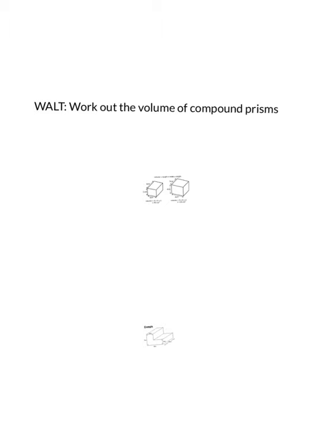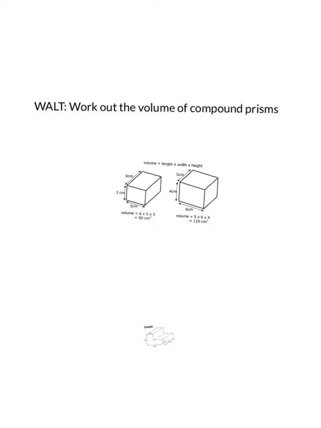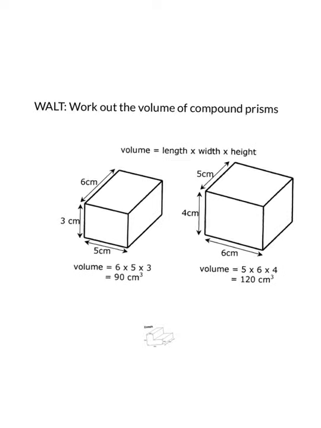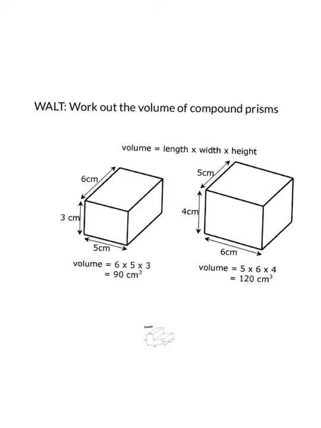And of course, doing that, you've timesed the height by the width times the length. For example, on these two just here, again, just a recap, you've got length of 5, width of 6 and height of 3, or you can do length of 6, width of 5, and they've timesed them all together, which gives you the volume 90 centimeters cubed. Similarly with this, it almost looks like a cube. You've got the length of 6, the width of 5 and the height of 4. 5 times 6 times 4, 120 centimeters cubed.